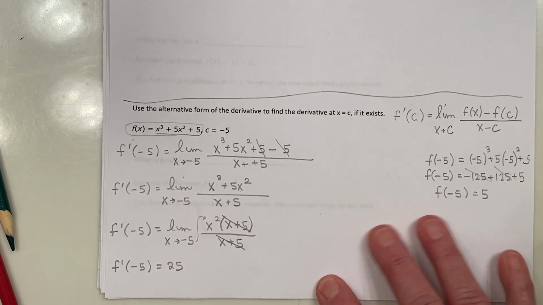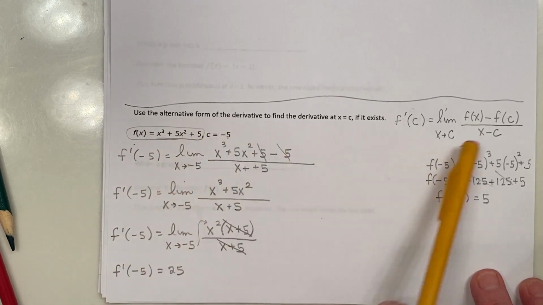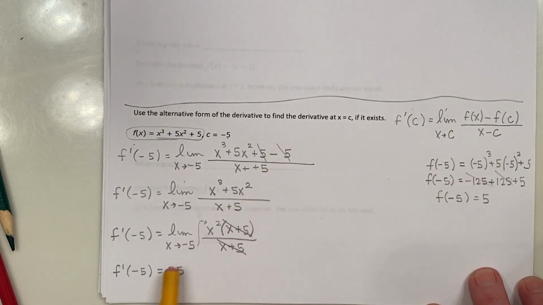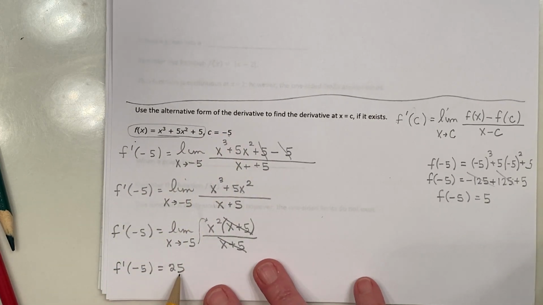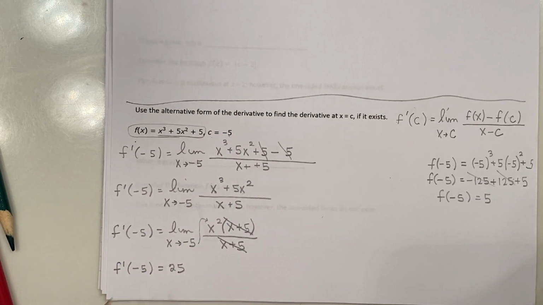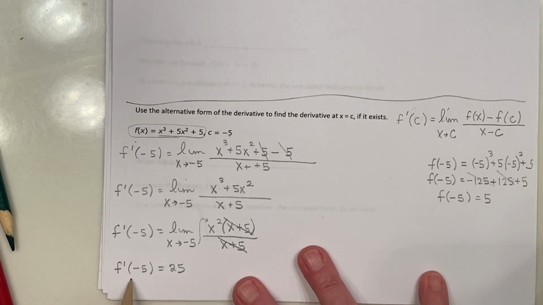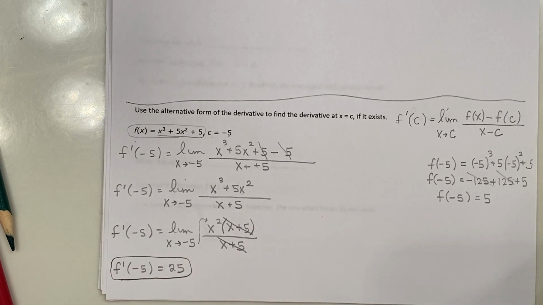So let me go back and read the question. Did I use the alternative form? I did, to find the derivative at -5. So it's not a derivative so much as the slope, because it's not an equation with an x in it. So this is the answer, 25. Ooh, the slope of that graph is pretty steep. Or the tangent line is pretty steep. The slope is large. Okay.